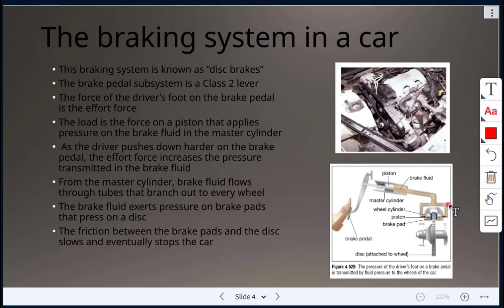That brake fluid then will exert pressure on the brake pads. The brake pads are here and here. Those are going to press on the disc, and then there will be friction between the brake pads and the disc, and that will slow down and eventually stop the car.